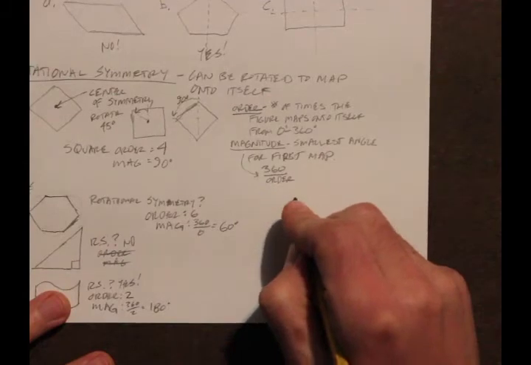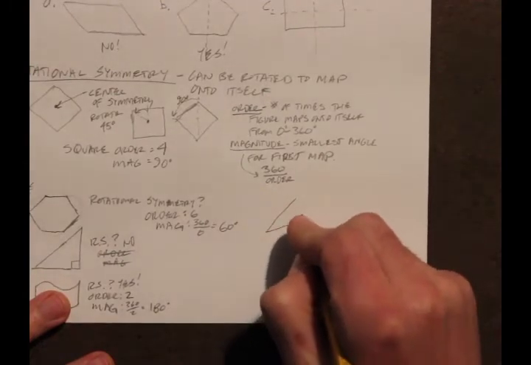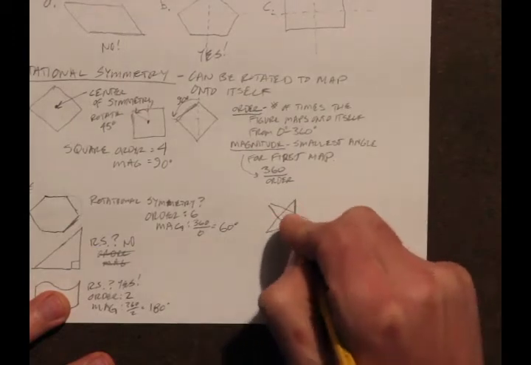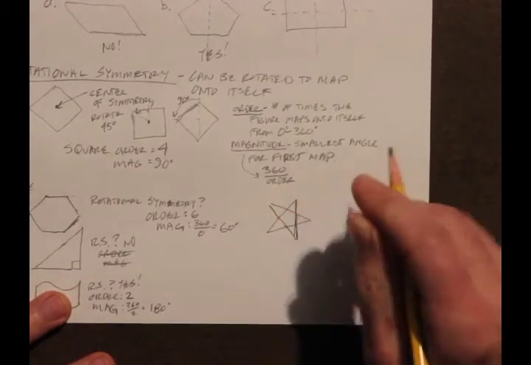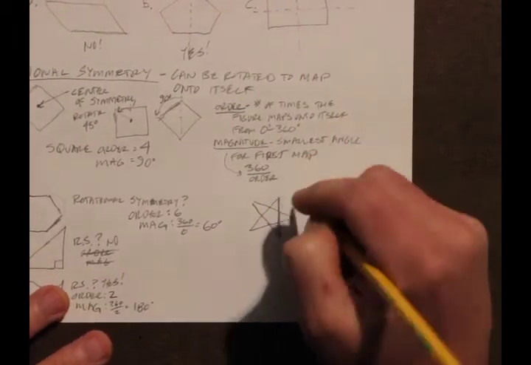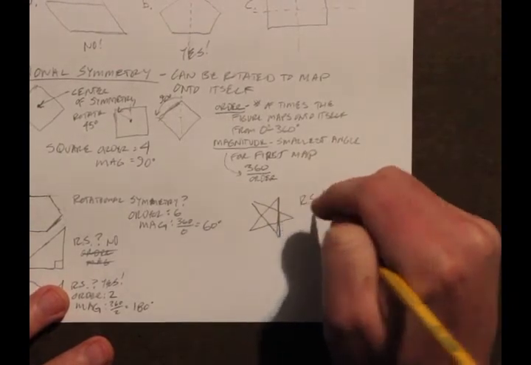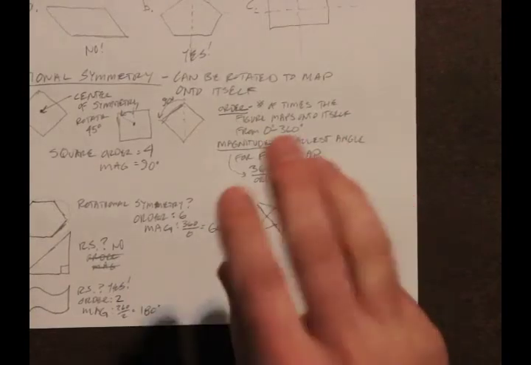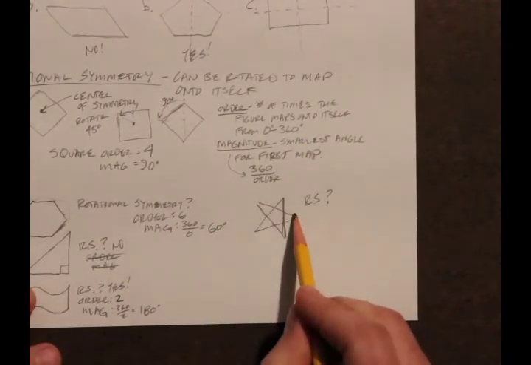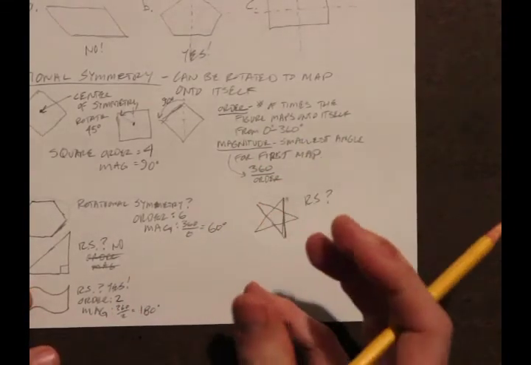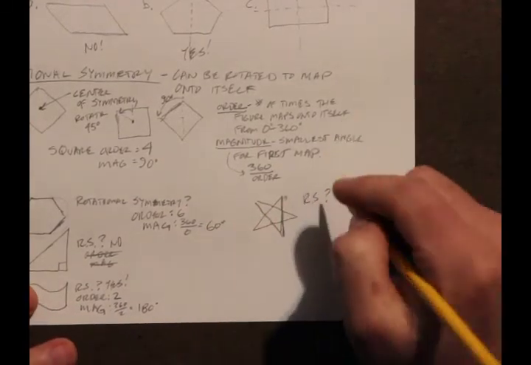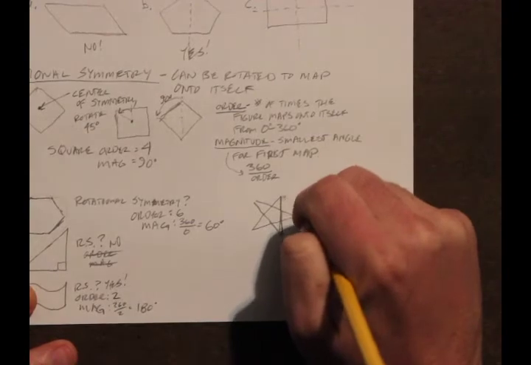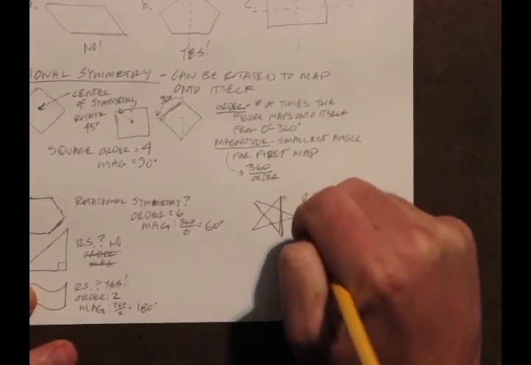Let's do a star. Okay, this should be like a perfect star, right? Okay, so does this have rotational symmetry? If I take a star, turn it, it should map onto itself as I turn it. So yes, it does have rotational symmetry. The order and the magnitude.